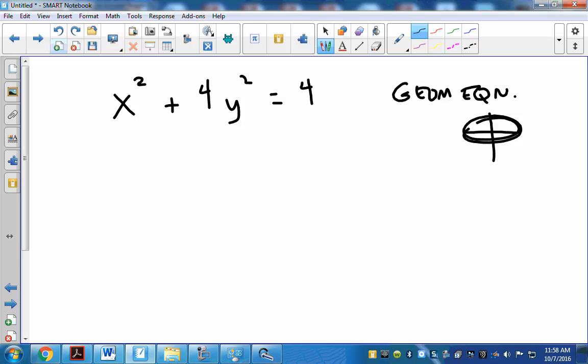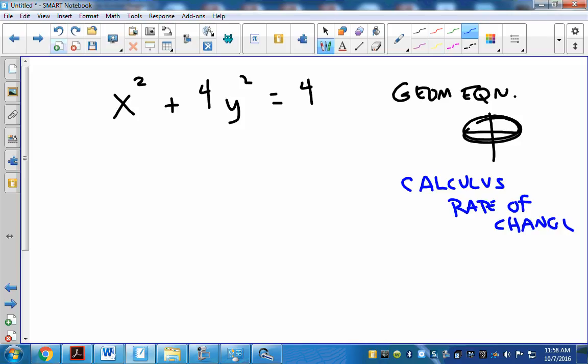Okay, now we want to write a calculus equation. So this is geometry. Now we're going to do calculus. Calculus is going to be dealing with the rate of change, right? And the rate of change that we need is the derivative of y with respect to x, because that's going to give us our slope of the tangent line. Okay, so let's attack this black guy and get the rate of change.